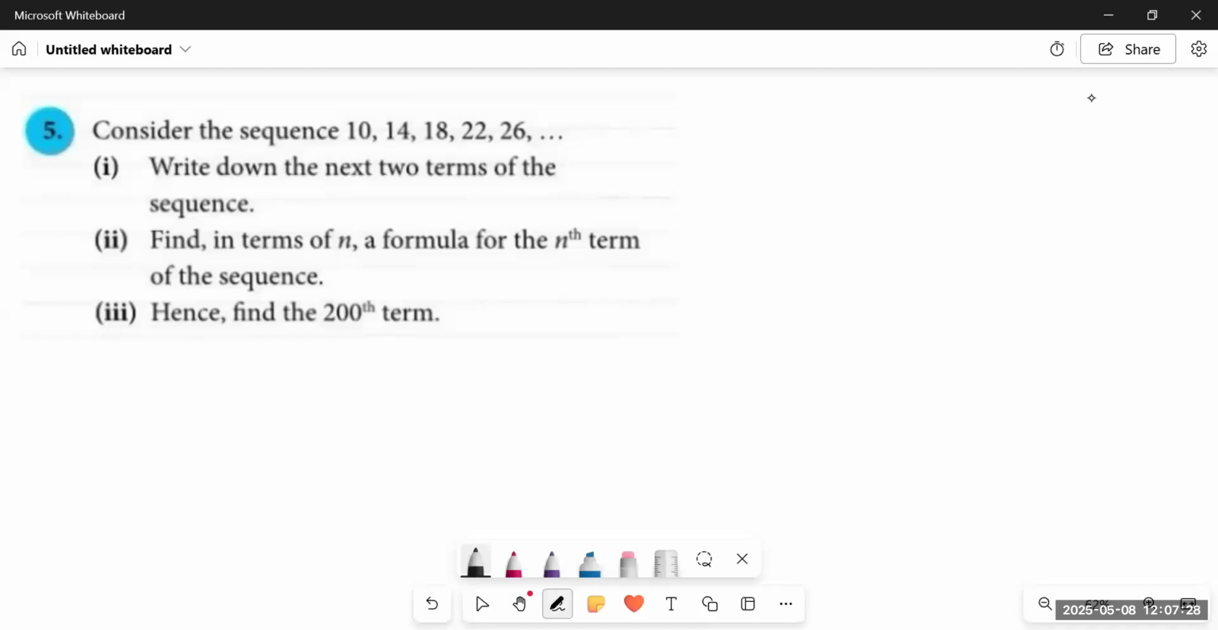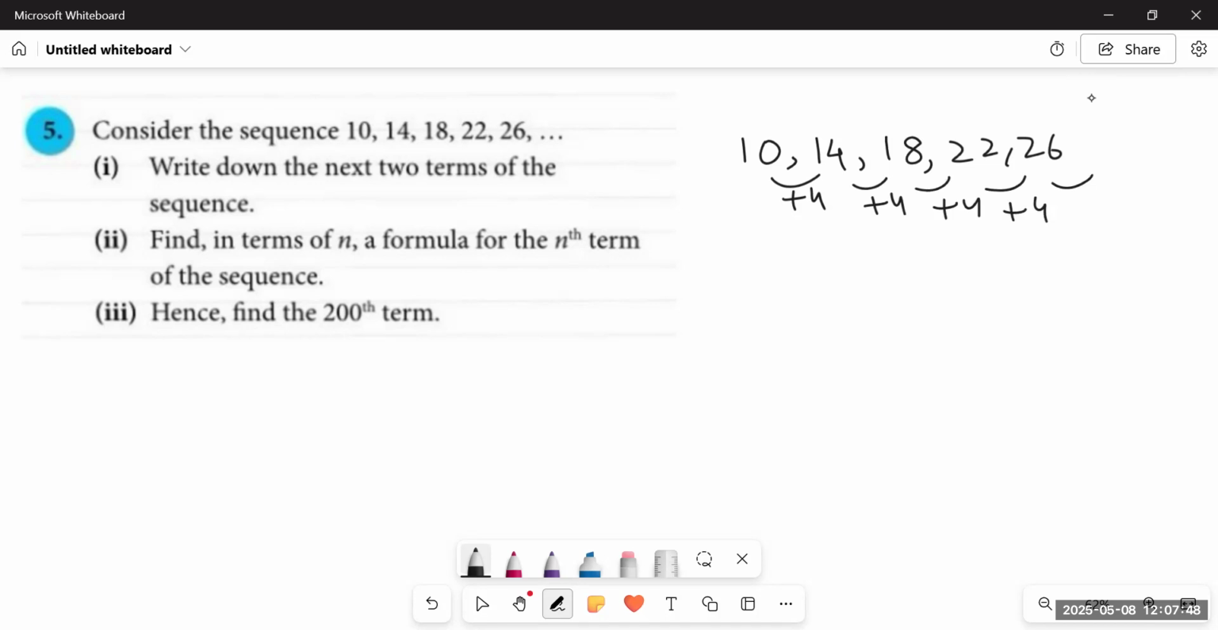Now the next question, consider the sequence 10, 14, 18, 22, 26. We have to find out the next two terms. Again, we are going to do the same, that is, we are going to find out the common difference between them. And we can see that every time we are adding 4. 10 plus 4 is 14, 14 plus 4 is 18, 18 plus 4 is 22, 22 plus 4 is 26, 26 plus 4 equals 30. And 30 plus 4 is 34. So the next two terms would be 30 and 34.